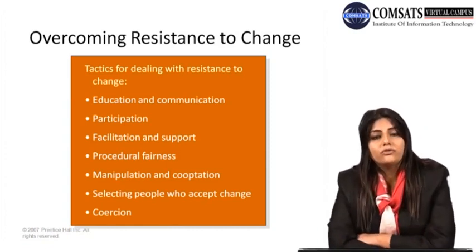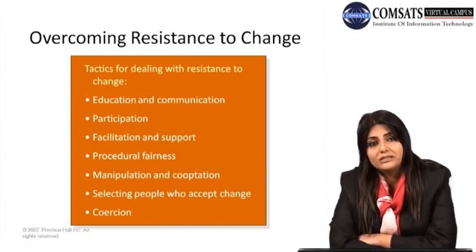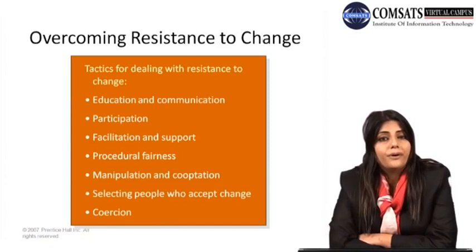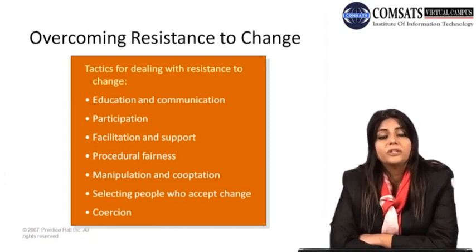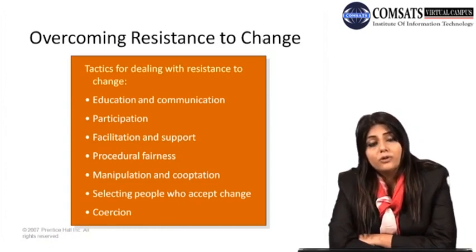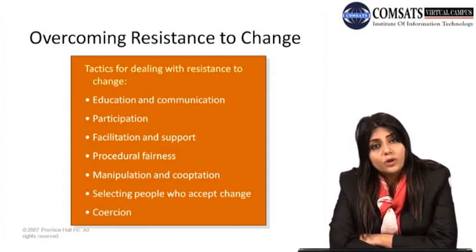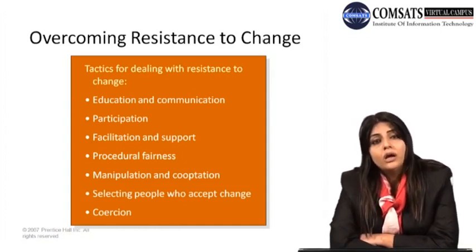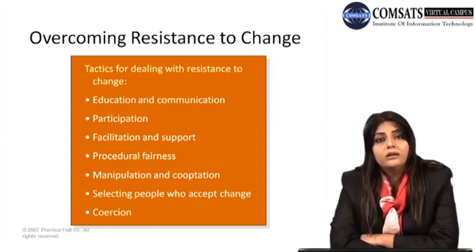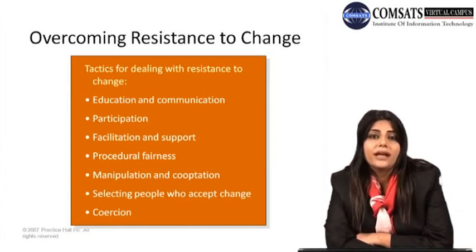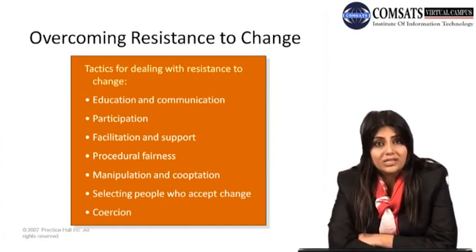Then the participation, if you involve the employees in the change process, put in front of them the problem and ask their participation, ask their different possibilities, different options from them, and involve them in the change process. If you will involve them, they will tend to identify more with the change actions and the change process, and then that might be more successful.